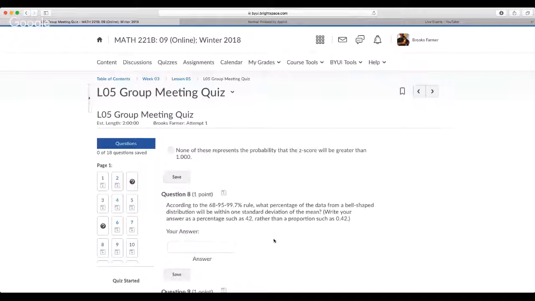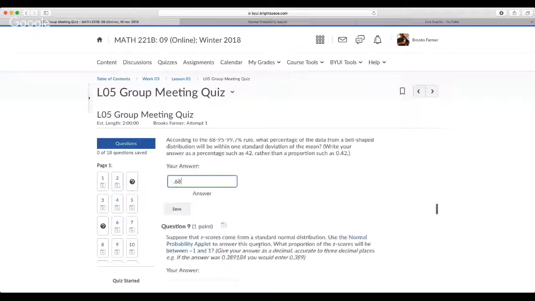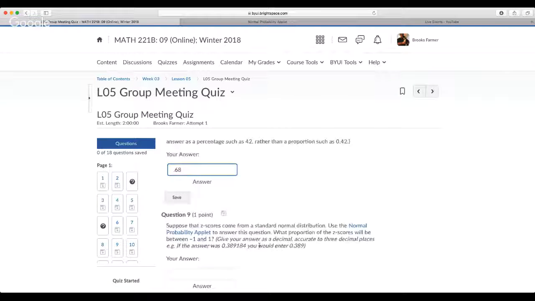Okay, someone else want to read 8? According to the 68, 95, 99.7% rule, what percentage of the data from a bell-shaped distribution will be within 1 standard deviation of the mean? So it's 68. But we have to write it in a decimal, right? 0.68. So 0.68, correct? Yep.